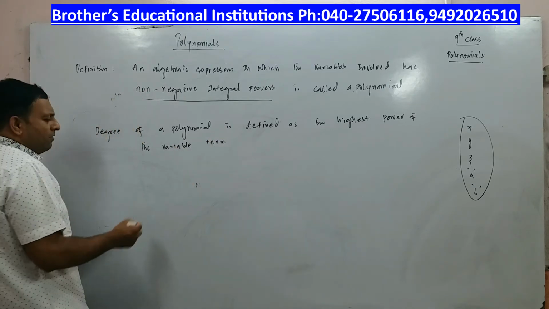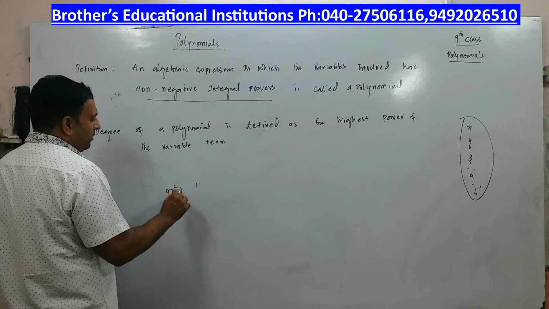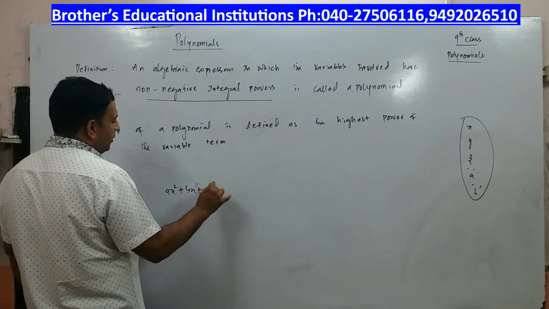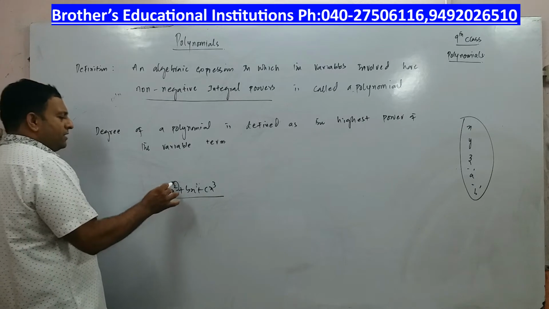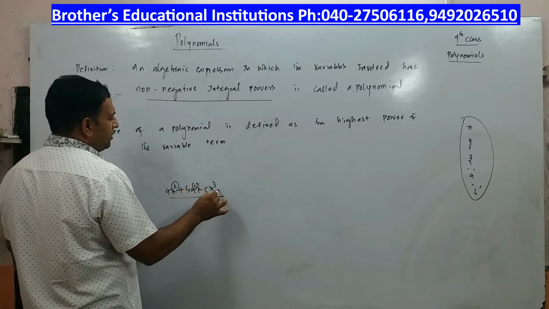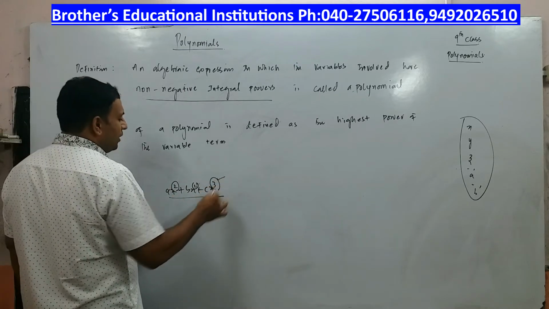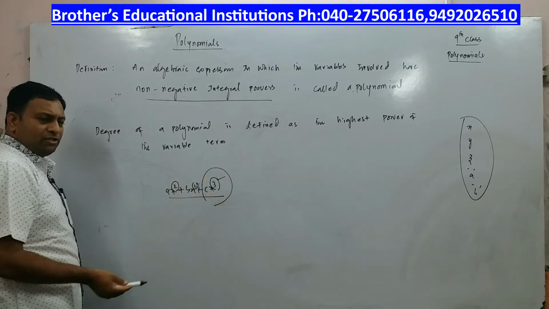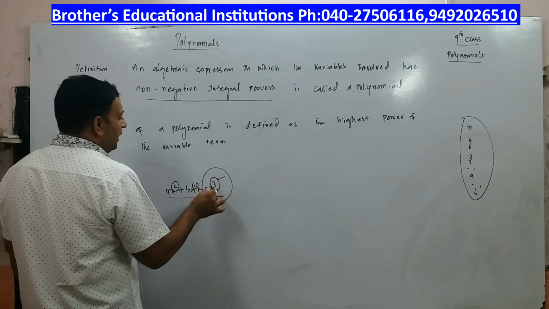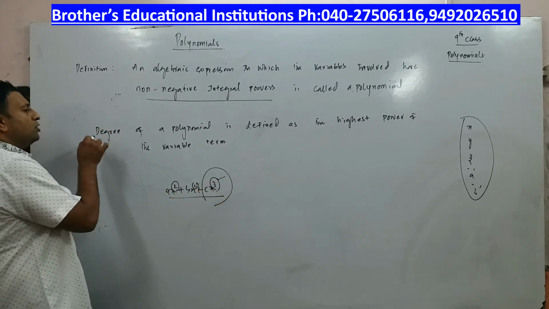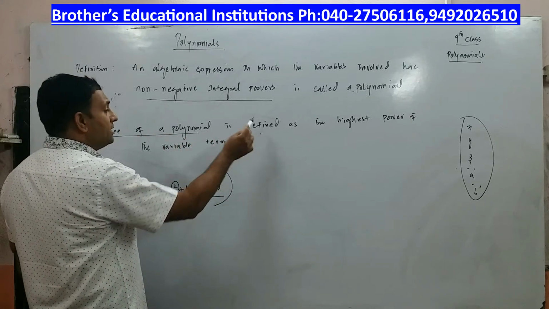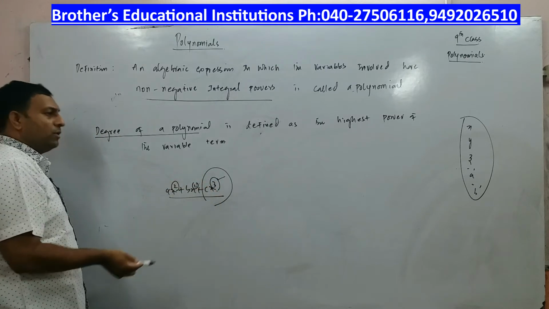So, for example, if I write ax square plus bx plus cx cube. Now, what is the power of x here? 2. What is the power of x here? 1. What is the power of x here? 3. Out of all these powers, which is the highest power? 3. So, for this expression, the highest power is 3. Hence, I declare that the degree of this polynomial is 3. So, degree of a polynomial is defined as the highest power of the variable term.